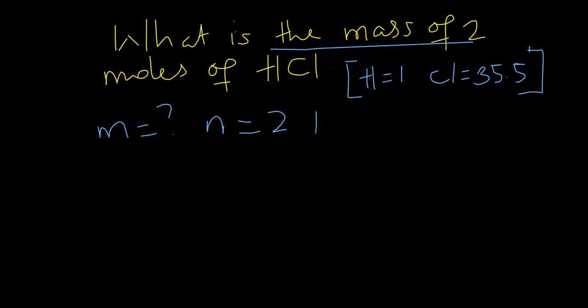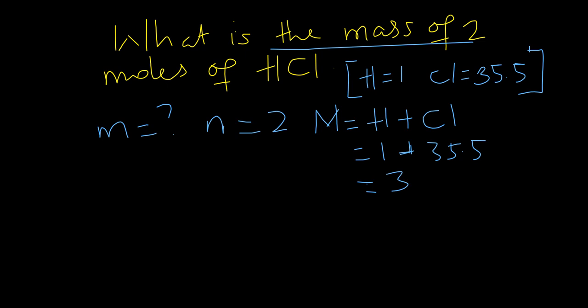The molar mass of hydrochloric acid will be given as the mass of hydrogen plus the mass of chlorine. That will give us 1 plus 35.5. So the molar mass of hydrochloric acid will give us 36.5 gram per mole. So this is what we're going to use.